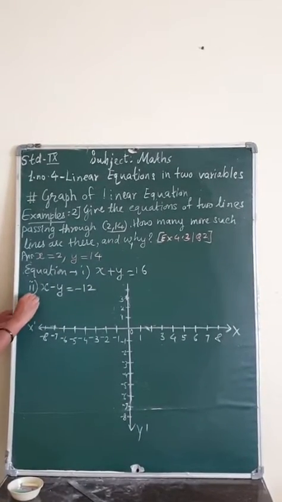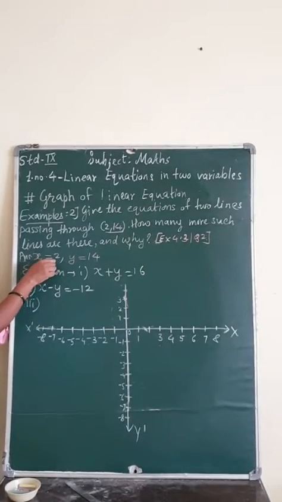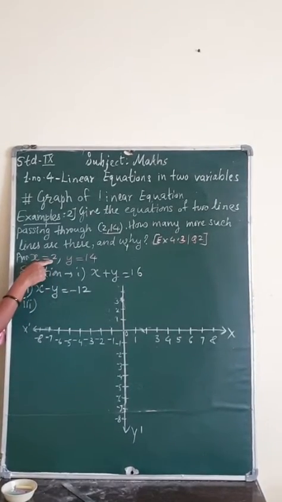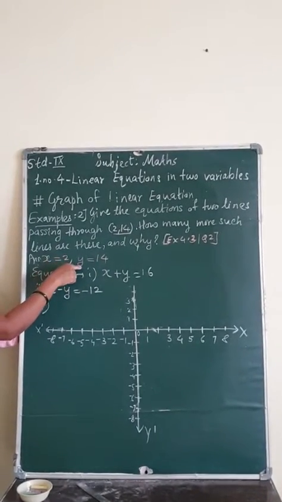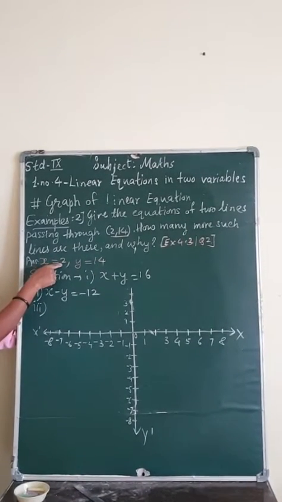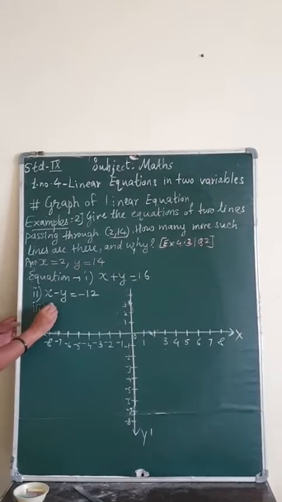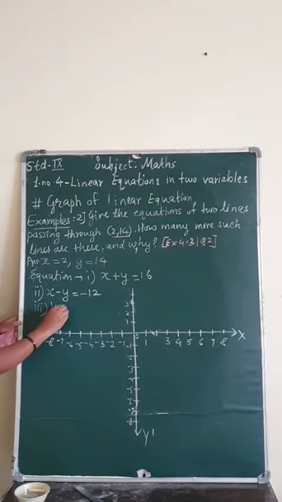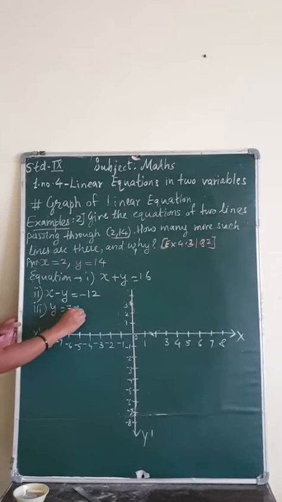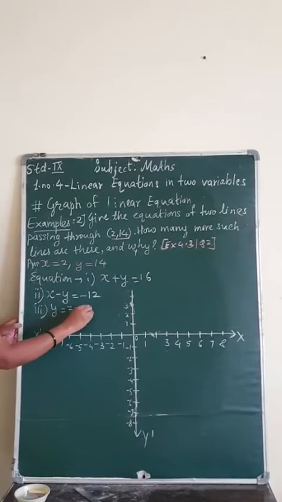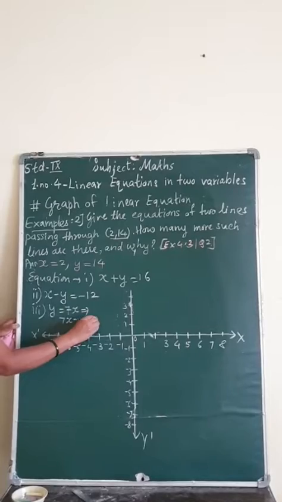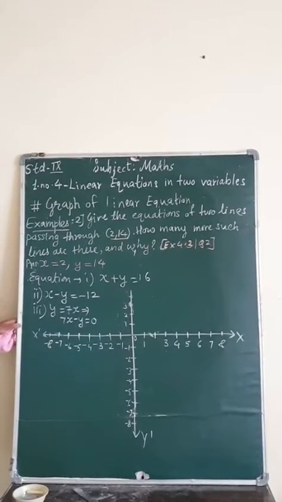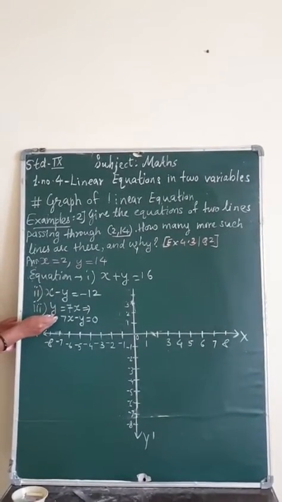One more if you want, we can find it. See the relation of y and x. If you observe, x is 2 and y is 14. Means y is 7 times of x. So we can write that as y is equal to 7x. It can be expressed as 7x minus y is equal to 0. So this is how we can get.